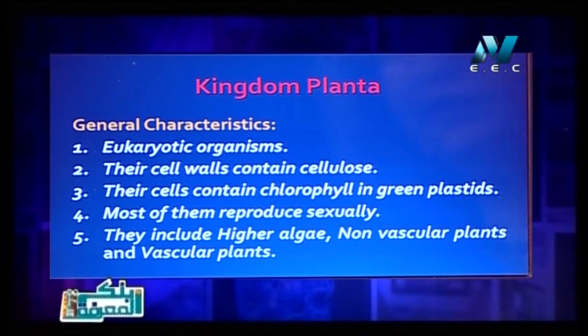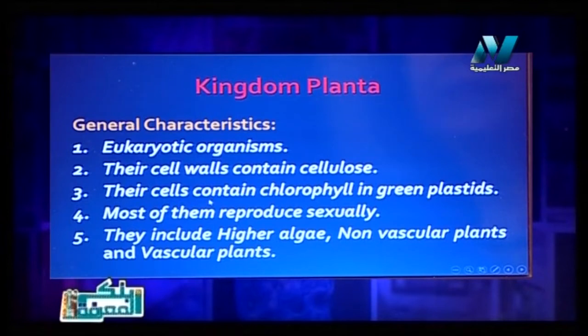So the general characteristics of kingdom Plantae include eukaryotic organisms. Their cell walls contain cellulose. Their cells contain chlorophyll in green plastids. Most of them reproduce by sexual reproduction, but some of them can reproduce in other ways. They include higher algae, non-vascular plants, and vascular plants.